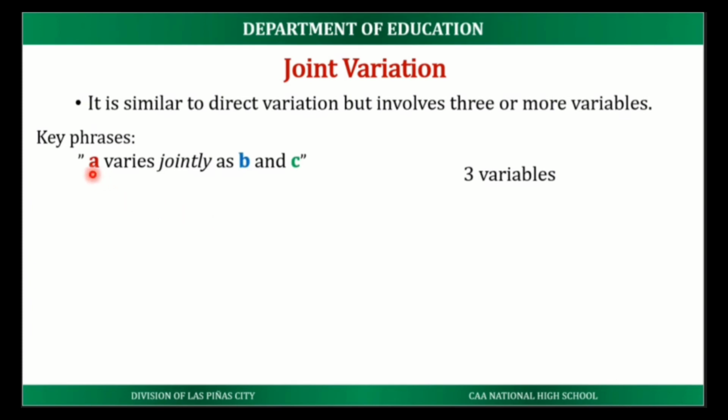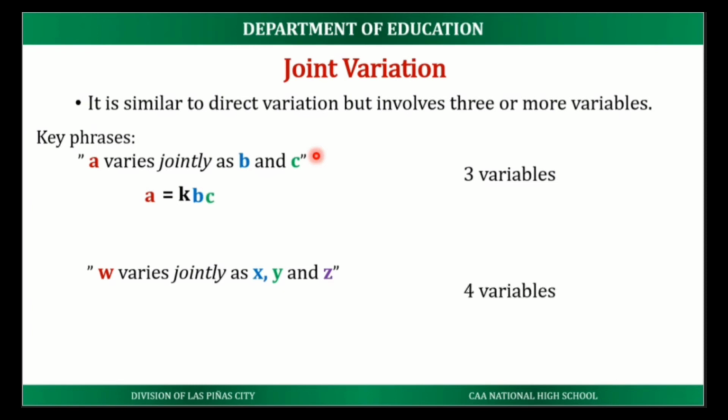So, unang variable, A, equals to K. Hindi mawawala yung K. And then, idudugtong lang natin yung mga kasunod niya na variable. So, we have B, C. So, we have a mathematical equation. A is equal to K, B, C. Next example, W varies jointly as X, Y, and Z. So, it involves 4 variables. So, again, yung unang variable is W equals K, and then dudugtong lang yung X, Y, and Z.